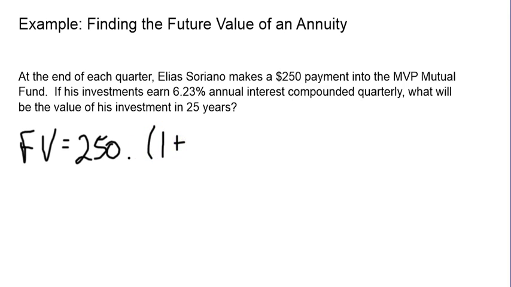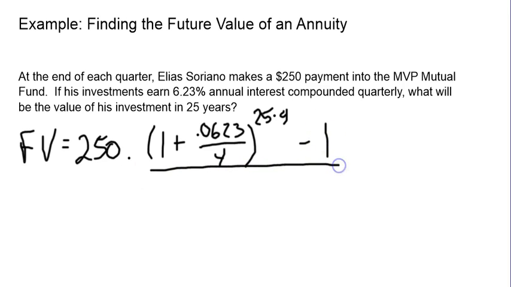our I is going to consist of the interest rate divided by the number of times being compounded. So 6.23% is 0.0623 as a decimal, divided by 4. And that is raised to the number of years, 25, times the number of times being compounded. Then we have minus 1 at the end, all divided by 0.0623 divided by 4.